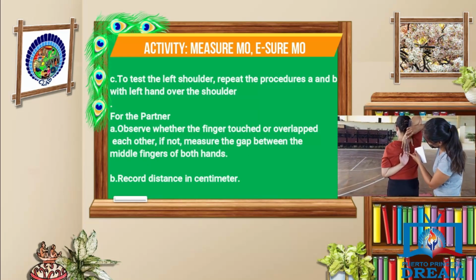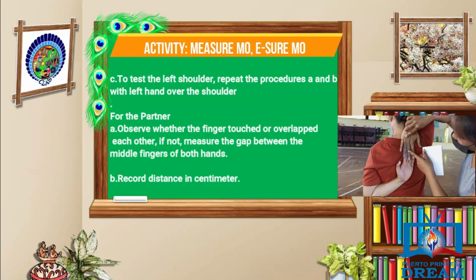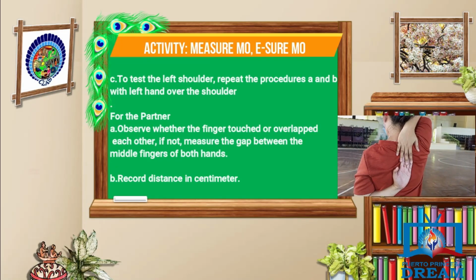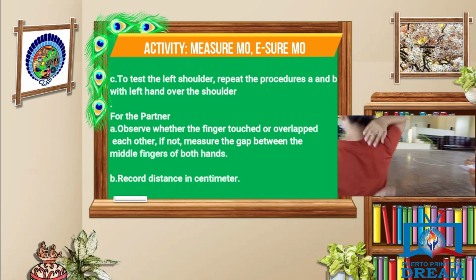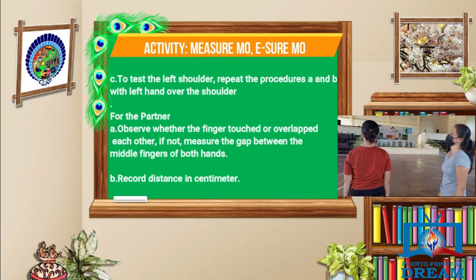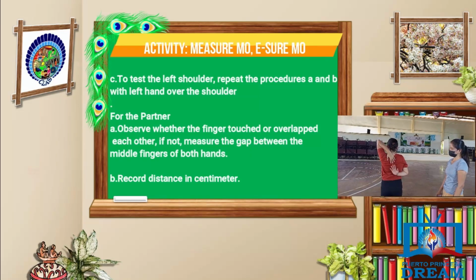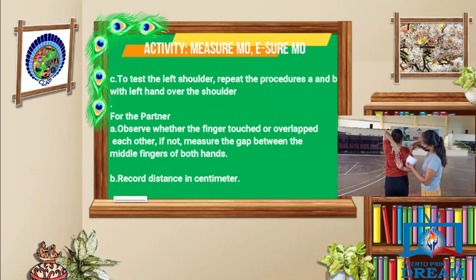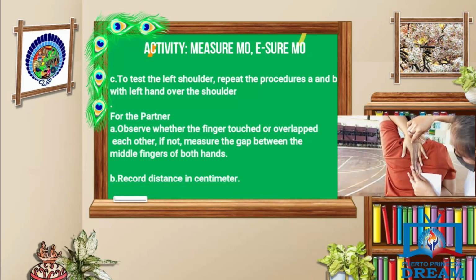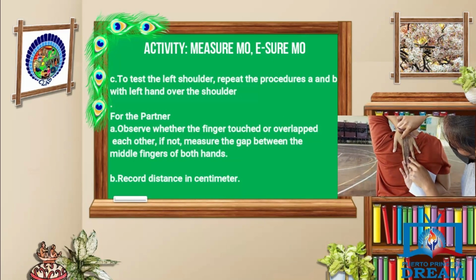For the partner, here are the procedures. A, observe whether the fingers touch or overlap each other. If not, measure the gap between the middle fingers of both hands. Letter B, record the distance in centimeters.